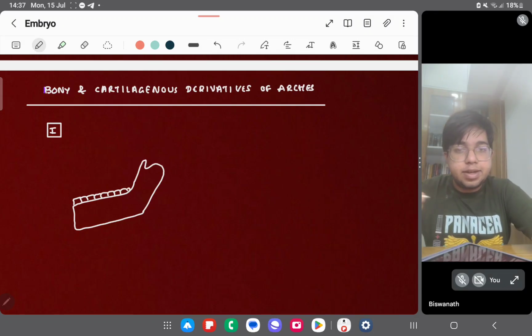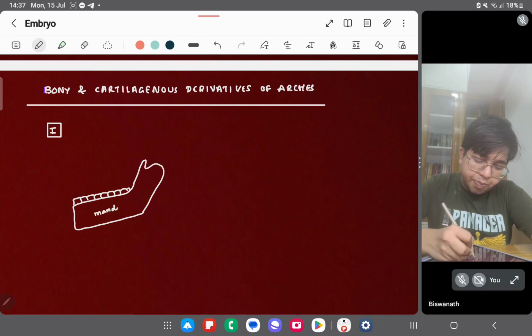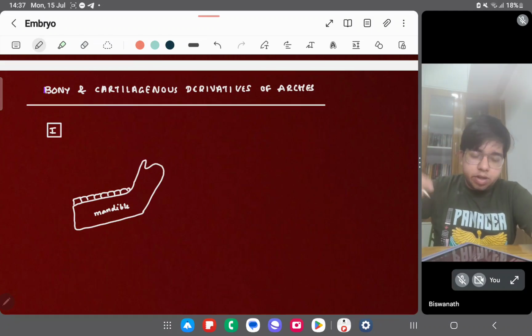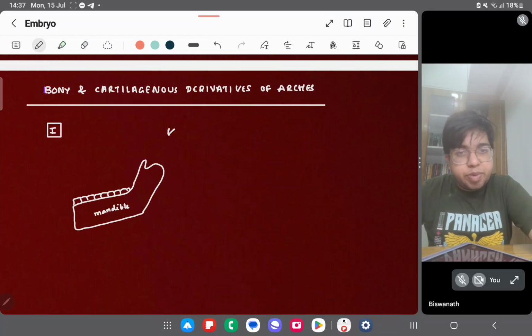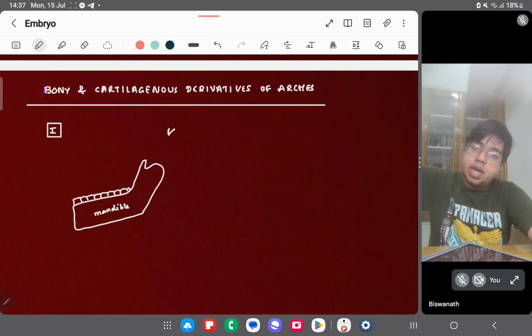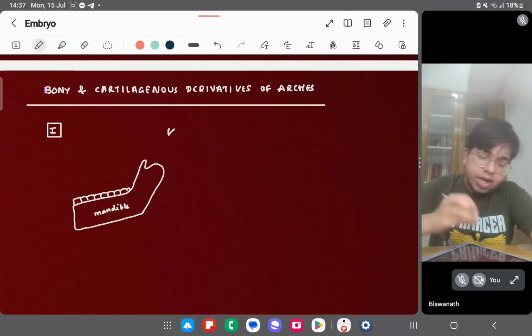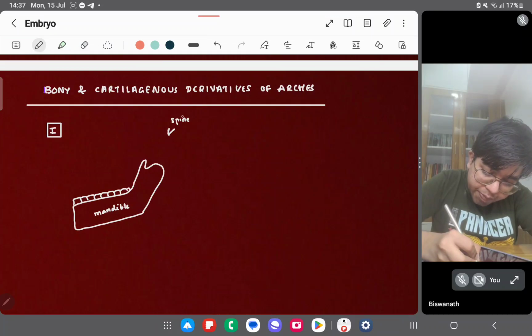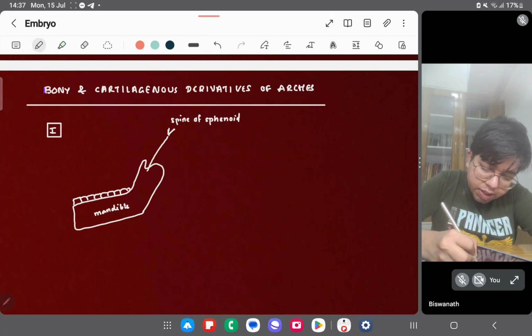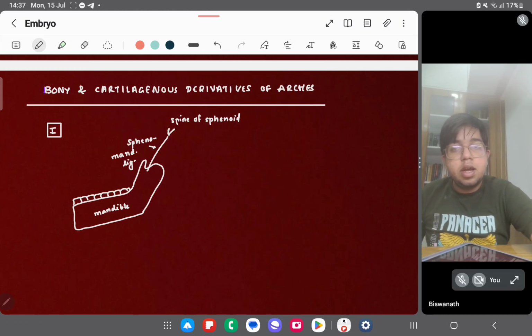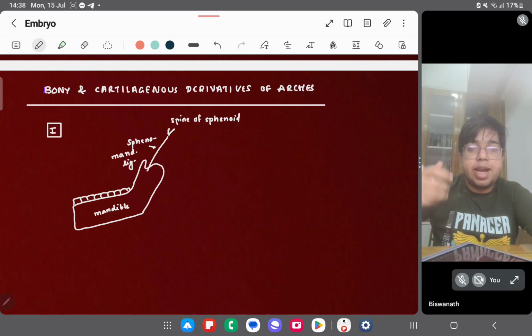So as to make the teeth evident, I'm drawing the mandible. Mandible is done. Then we have our spine of the sphenoid. You know the sphenoid? This is the spine of the sphenoid, and it gives a ligament to our mandible. This is called the spinomandibular ligament, right? Done.